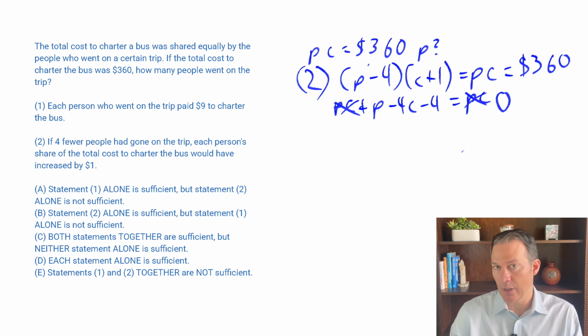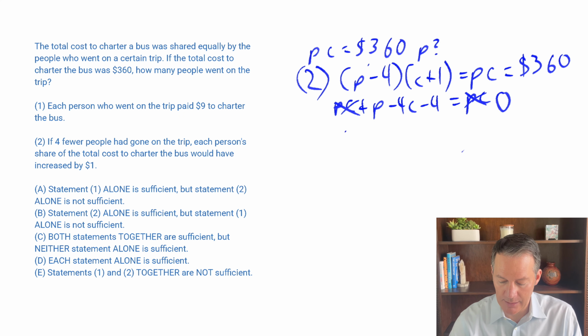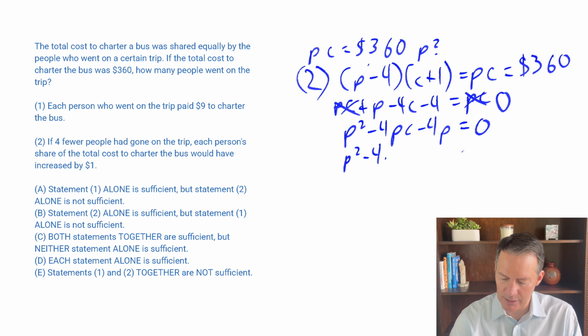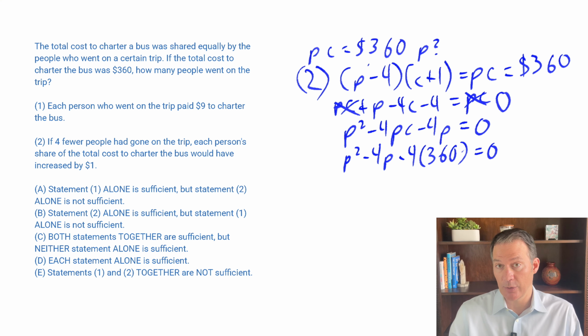To use that, we want to multiply everything by either p or c. Since we're solving for p, let's multiply by p. So p times p gives us p squared, minus 4pc, minus 4p equals 0. Now we can plug in that 360 for the pc. So we have p squared, let's pull in the minus 4p first, and then we have our minus 4 times pc, or minus 4 times 360, right? And now we have a quadratic equation, which we know how to solve.